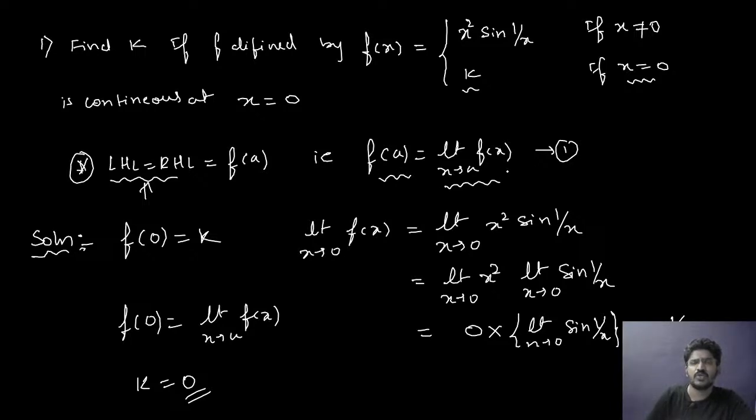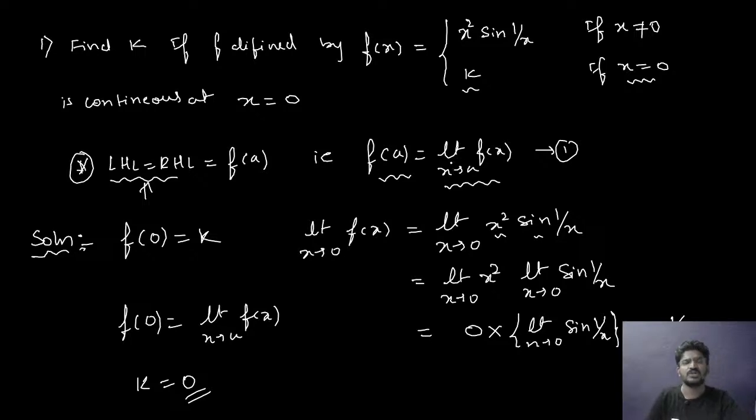So for that reason, from equation 1, you write limit extending to 0 f of x, that is limit extending to 0 x square sine of 1 by x. So here you have two functions, apply limit for both the functions. Once you apply the limit for both the functions, it will be limit extending to 0 x square, limit extending to 0 sine of 1 by x. If I put x value as 0, it will be 0 multiplied with limit extending to 0 sine of 1 by x. So 0 into anything is 0.